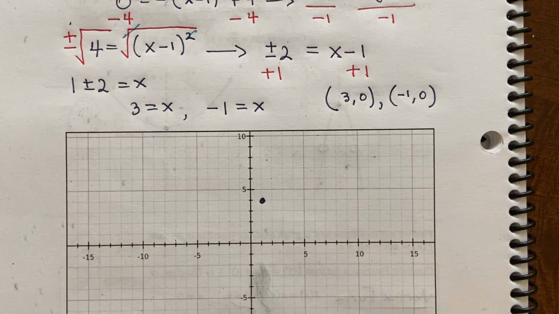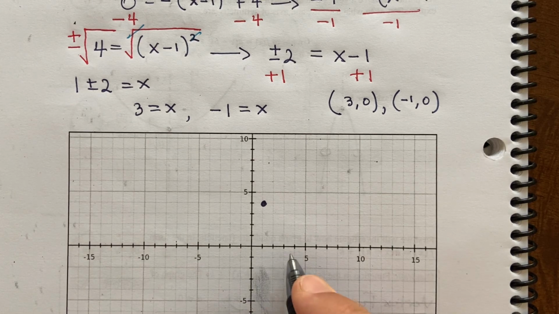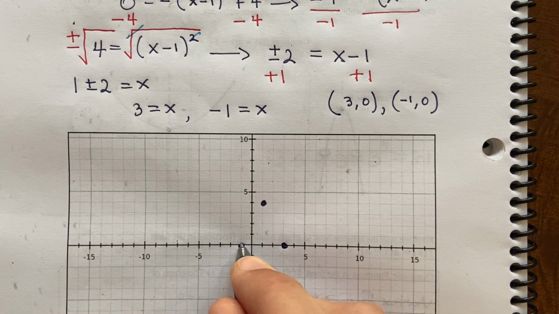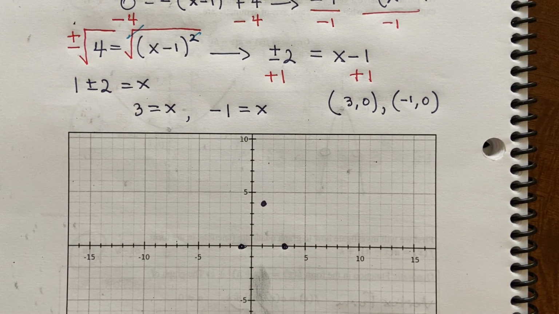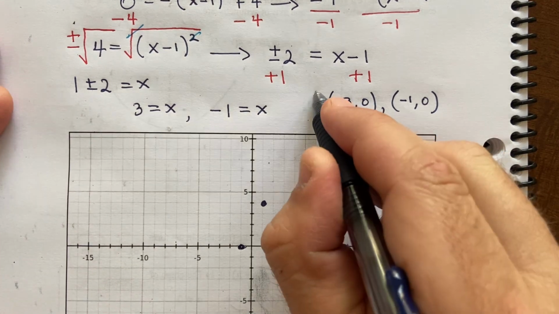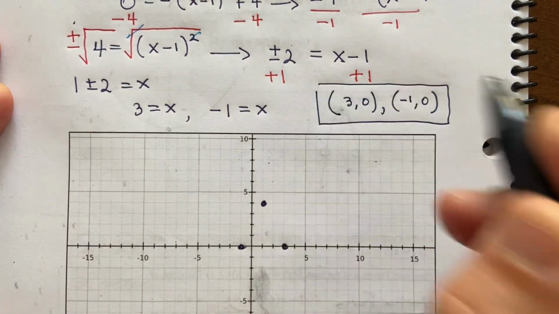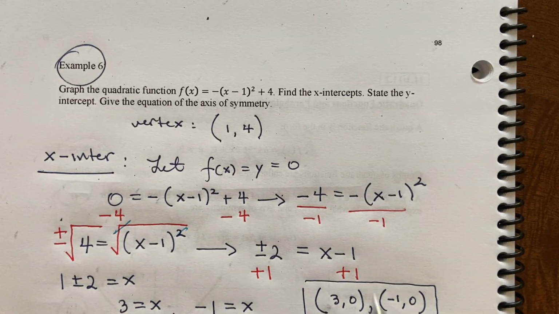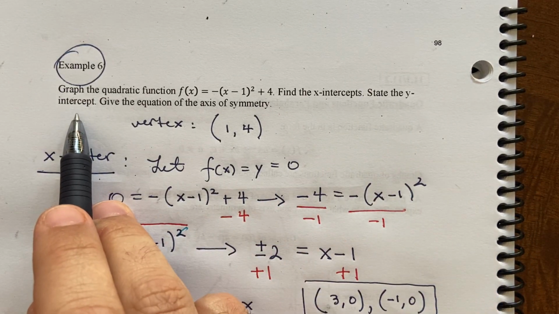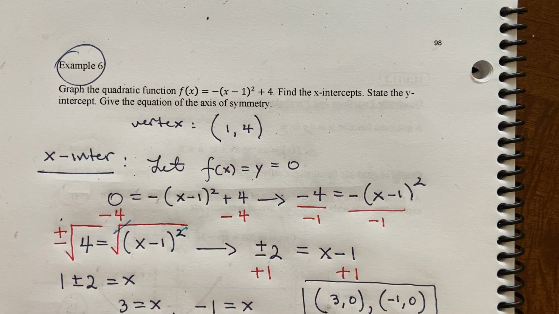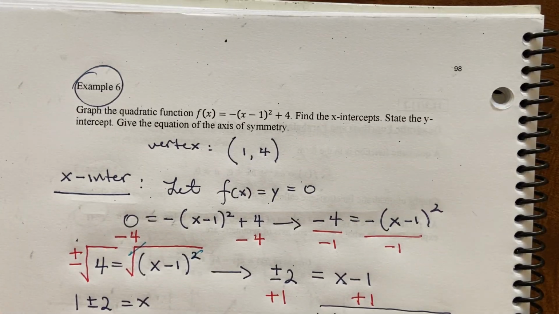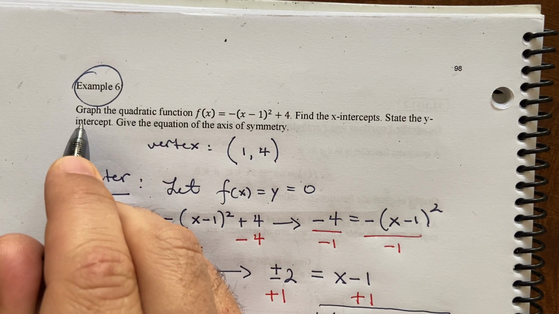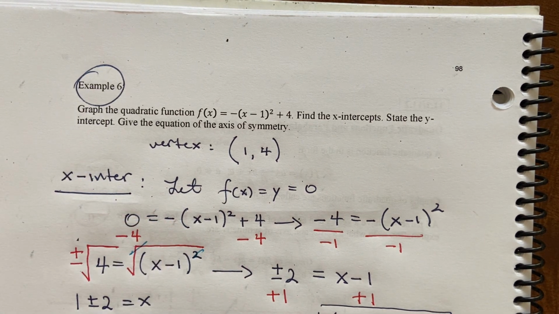So I'll go ahead and plot those. So (3, 0), (negative 1, 0). The problem also wanted us to find the y-intercepts. I said intercepts, but really there will only be 1. There'll be exactly 1.